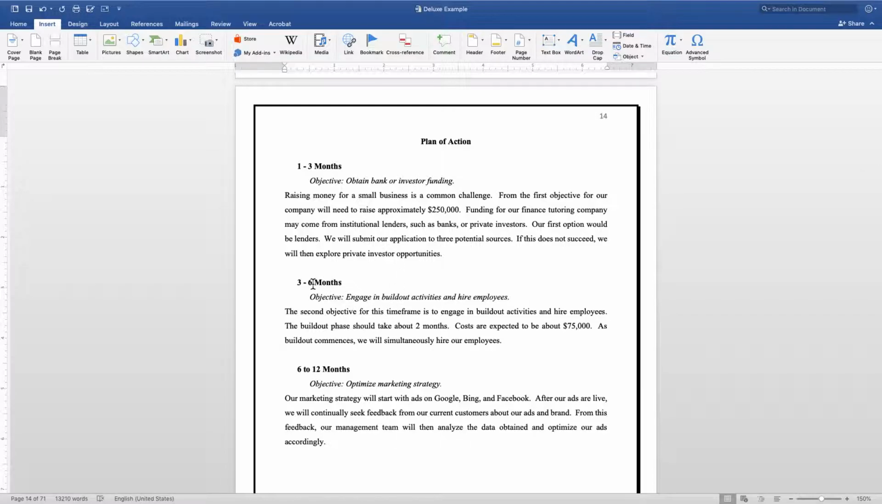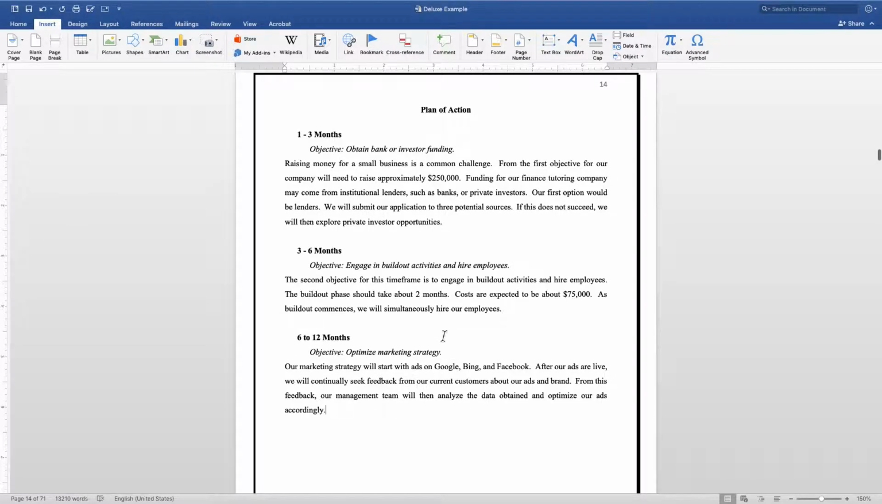And then I'll do the same thing for the 3 to 6 month segment. I'll list the objective, and then I'll explain the objective and how we're going to accomplish it. Same thing for 6 to 12 months. I'm going to identify the objective, and then I'm going to briefly explain the strategies that we're going to use to obtain that objective. Now, another thing you have to keep in mind is that for some objectives, your first strategy is not going to work.